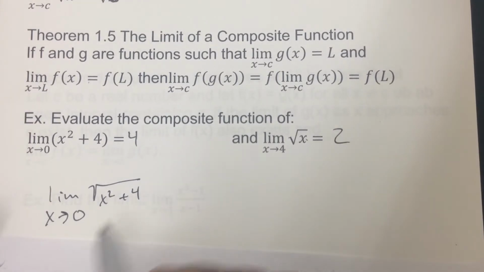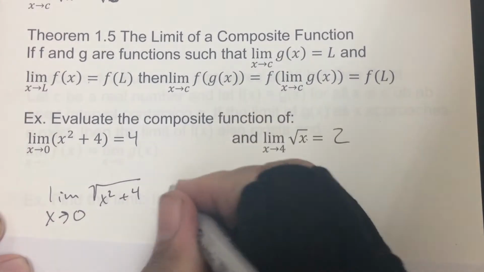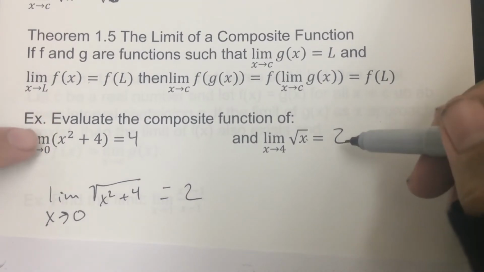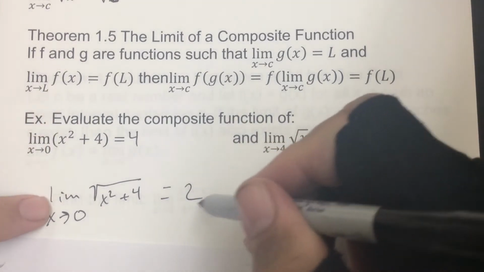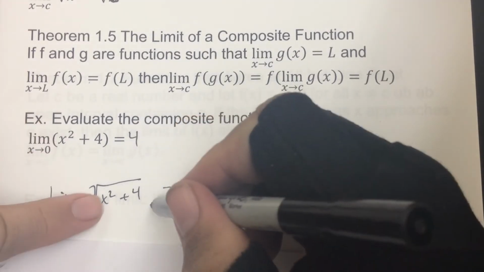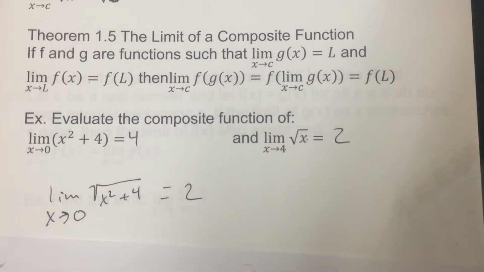We can do the same thing keeping it all together, but we do the inside part first. So 0 in there, 0 squared is 0, 0 plus 4 is 4, the square root of 4 gives us 2. So as we go, we don't necessarily have to split this up. We can do it all as a whole. But keep in mind you do the inside part first, then the outside with composites. Always build from inside to outside.